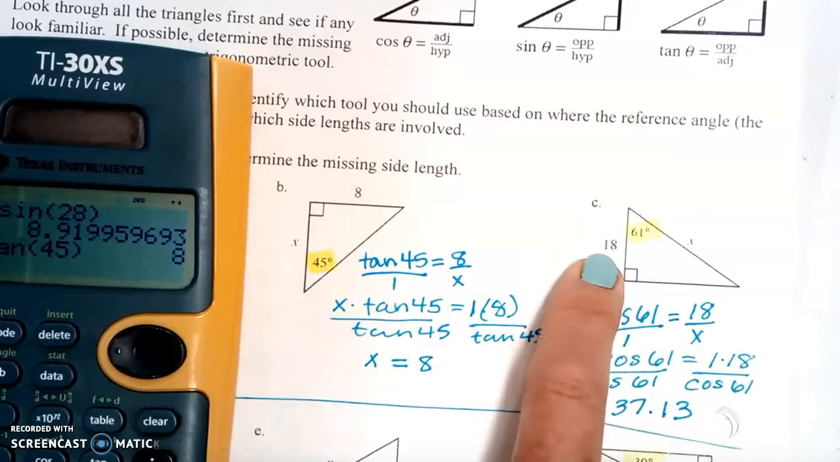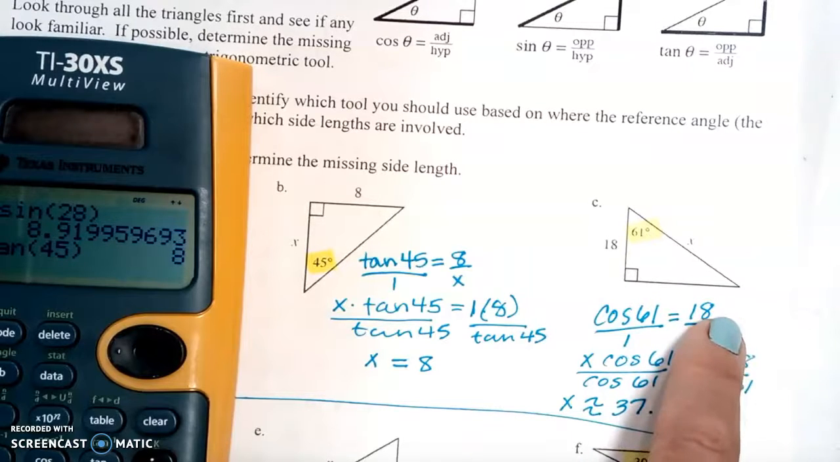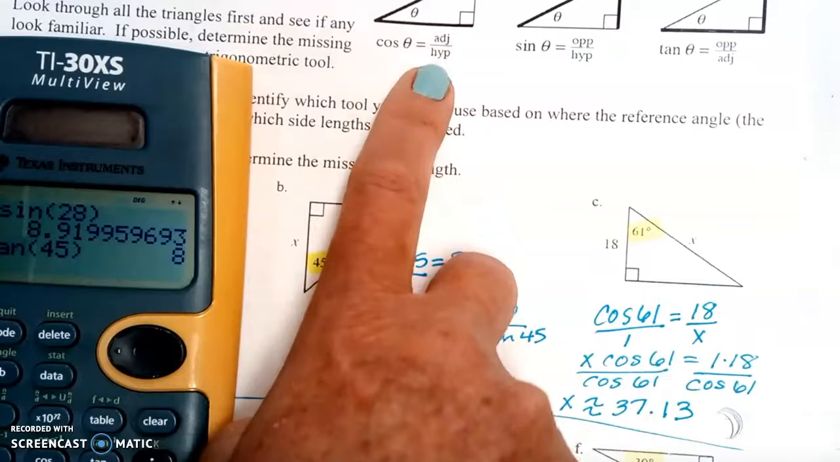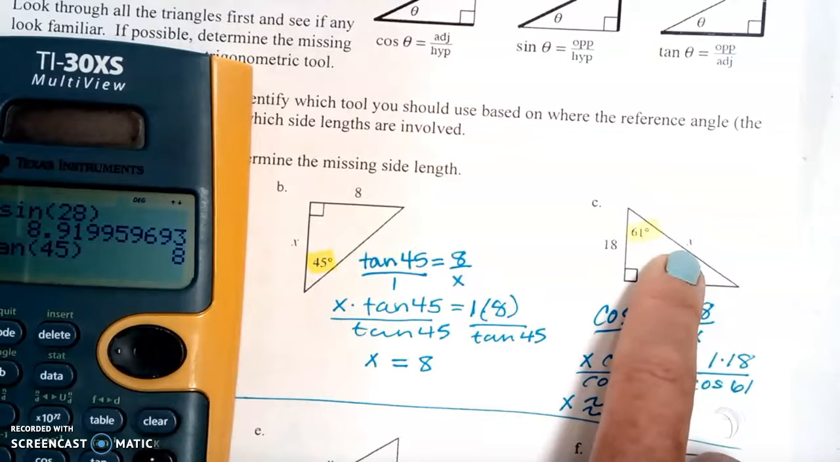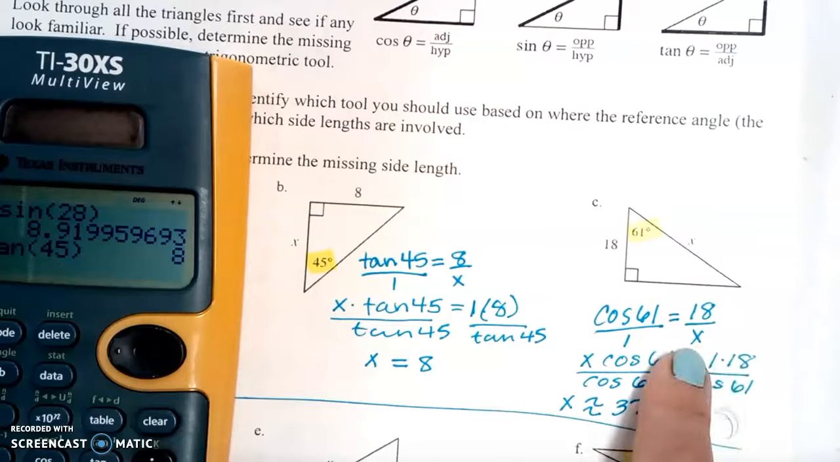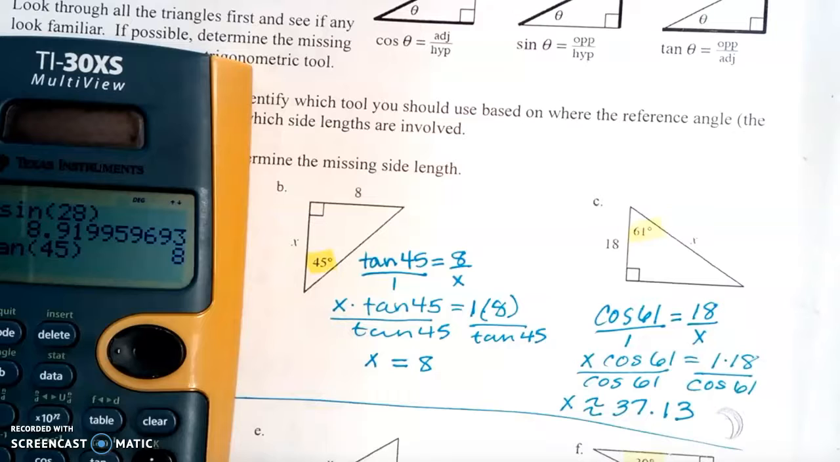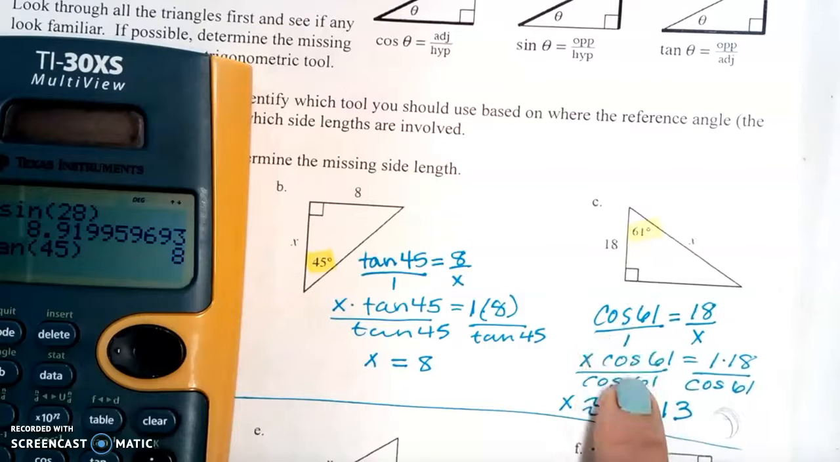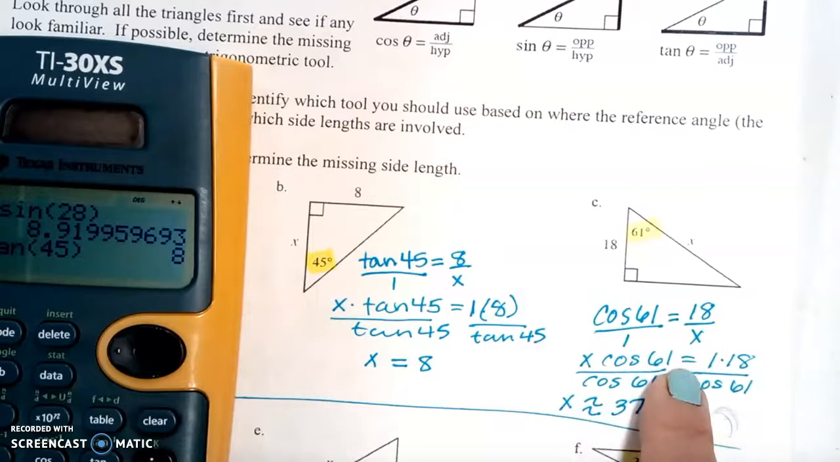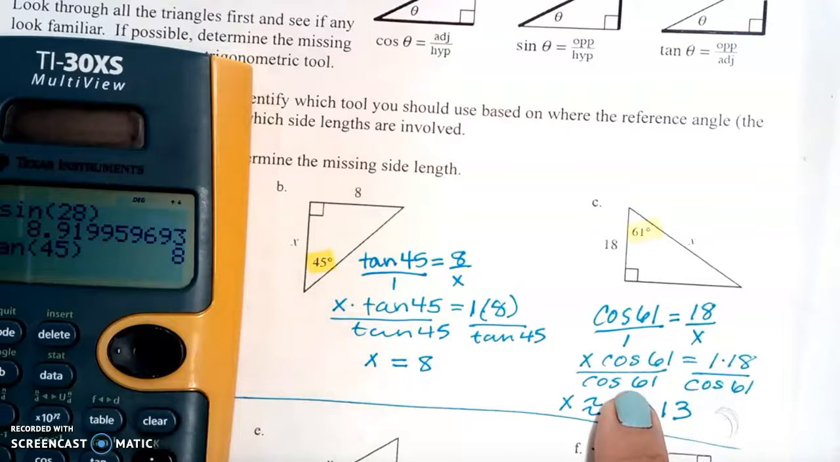The adjacent is our 18, goes in the numerator, over the hypotenuse, and that's where our variable is at, so the x goes in the denominator, and that helps us to set up our proportion. Once your proportion is good, then you can do the cross product. So do x times the cosine of 61. Set that equal to 1 times the 18. Divide both sides by the cosine of 61.